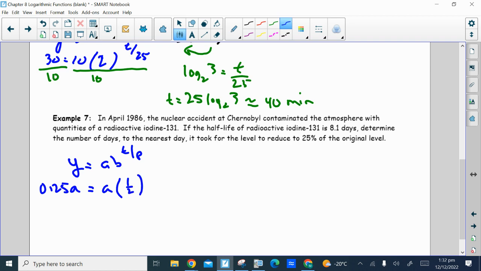Because we have a scenario where the amount of this is being cut in half, we have a half-life of 8.1 days, so that is our base, a half. We want to find out what the time is it took for that to happen. So basically you'll have 1/4 of what you started with. Now you can divide both sides by a little a and they'll cancel out. So that leaves us with just 0.25 equals 1/2 to the power t over 8.1. And this one we can actually solve without using logarithms, because 0.25 is the same thing as 1/4.